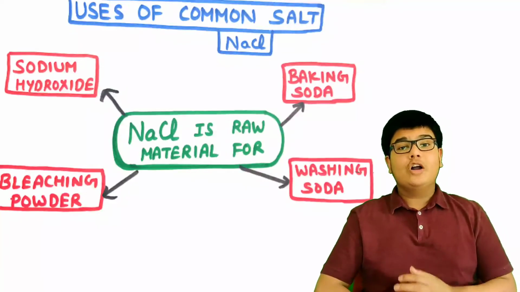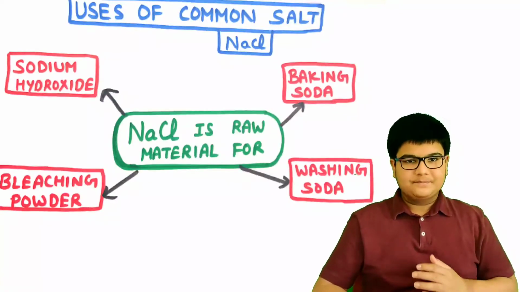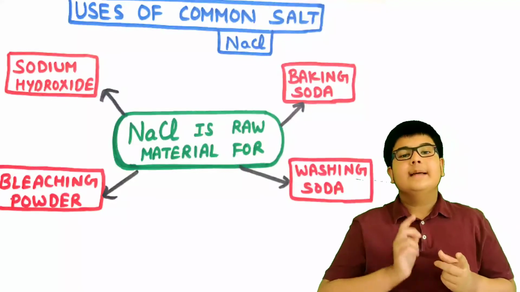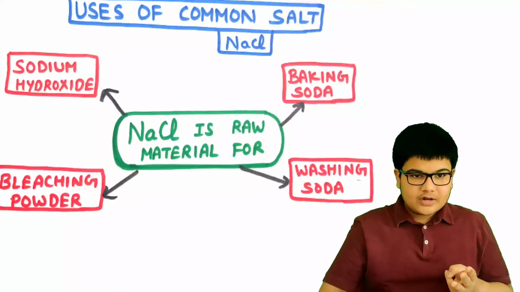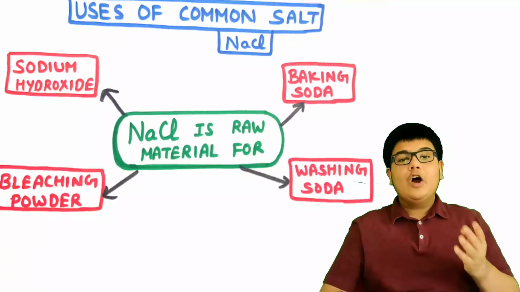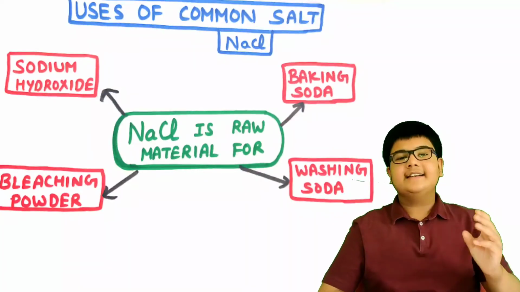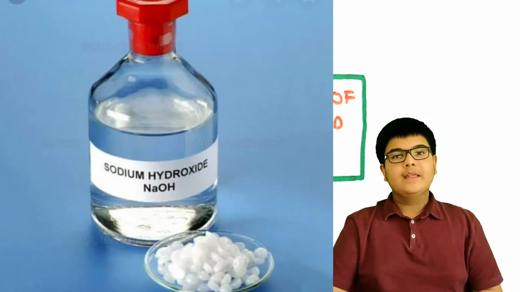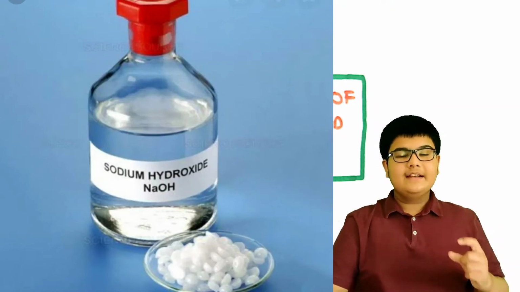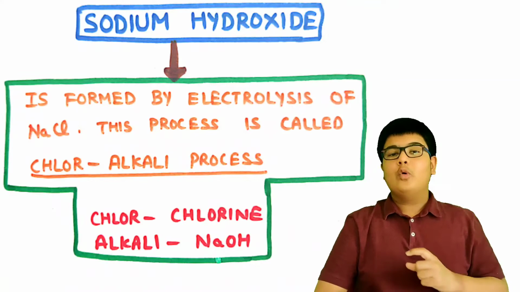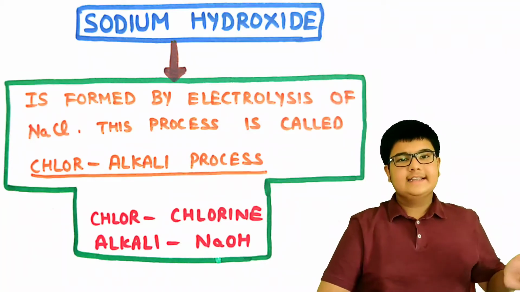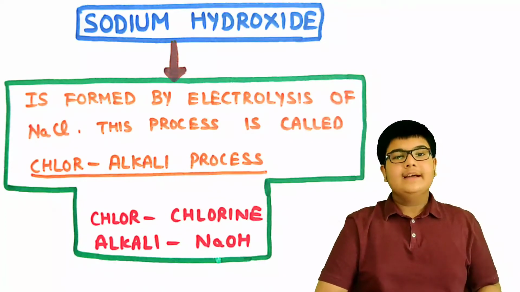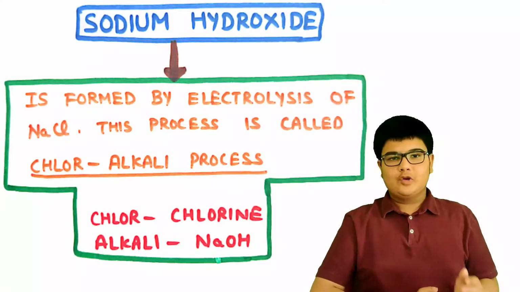Now this common salt has a lot of uses. It is used in the manufacturing of sodium hydroxide, bleaching powder, baking soda and washing soda. Now we will study all of these things in detail. First let us see sodium hydroxide. Its chemical formula is NaOH. We have already discussed this in the previous sections. Sodium hydroxide is formed by the electrolysis of sodium chloride.